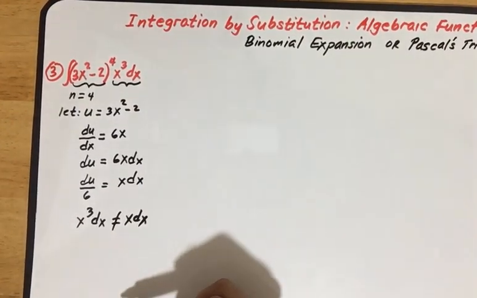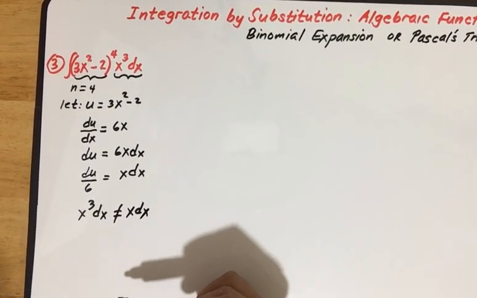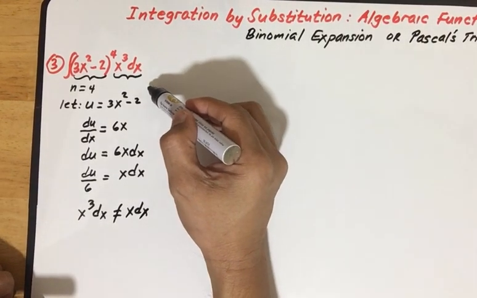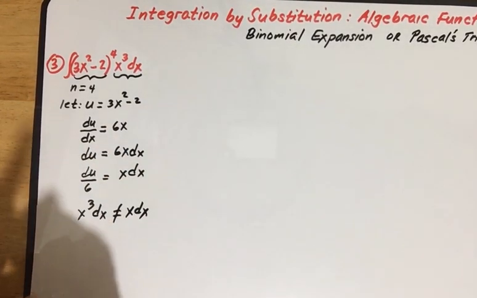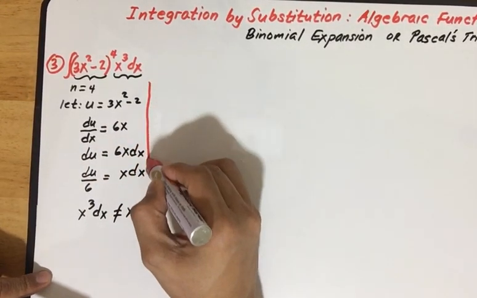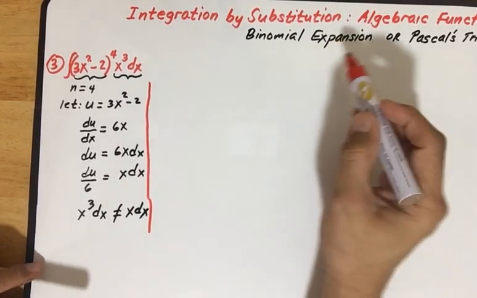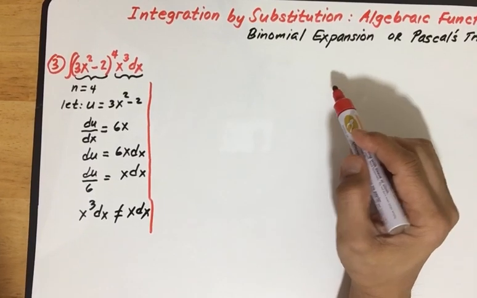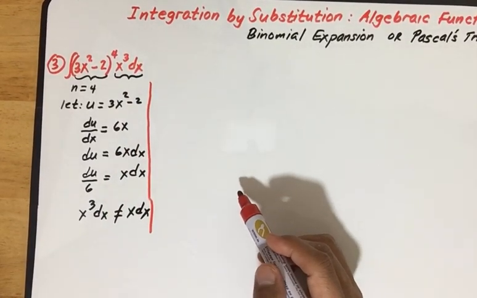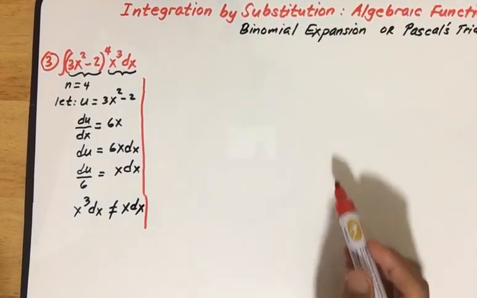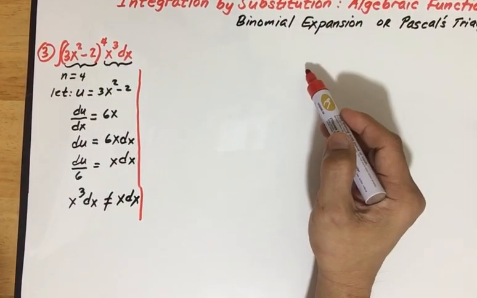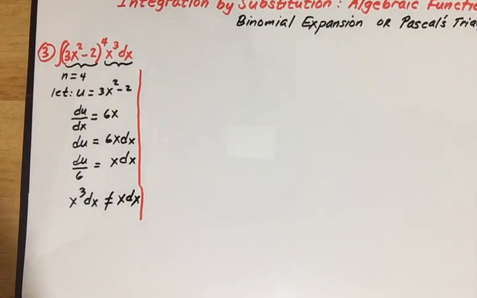So this is an indication, class, that you cannot use integration by substitution. Instead, you may use another method. The other method here is the binomial expansion method or Pascal's triangle. I will solve this problem, class, in two ways. One is using the binomial expansion, and then I'll show you the shortcut method for this binomial expansion, using the concept of Pascal's triangle.